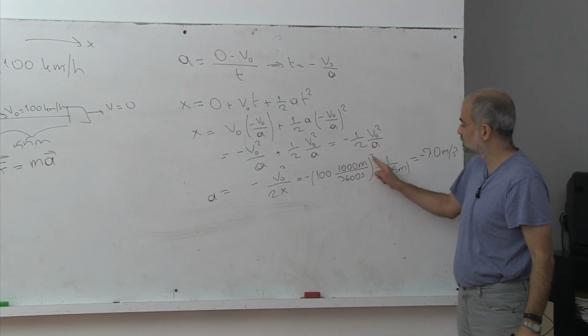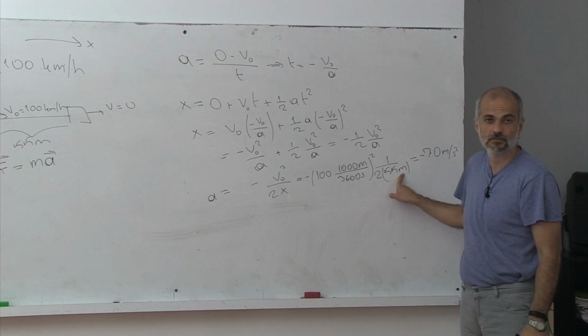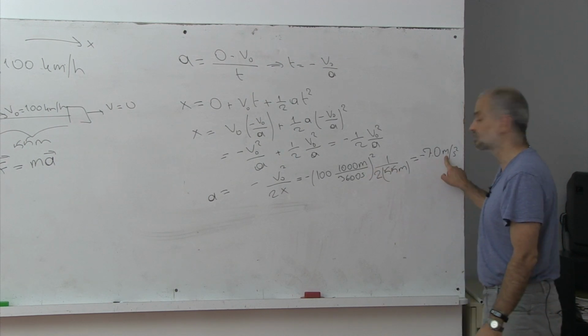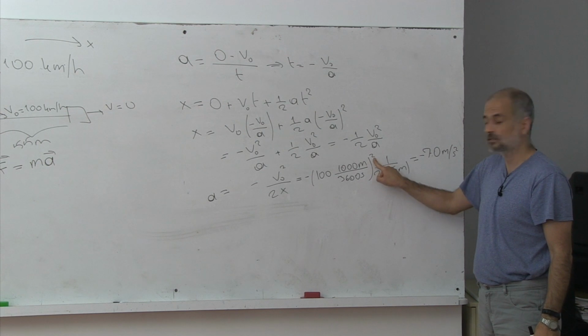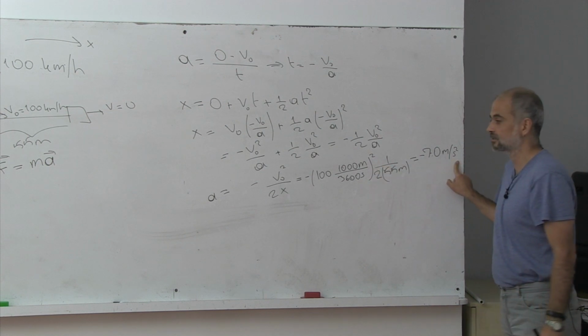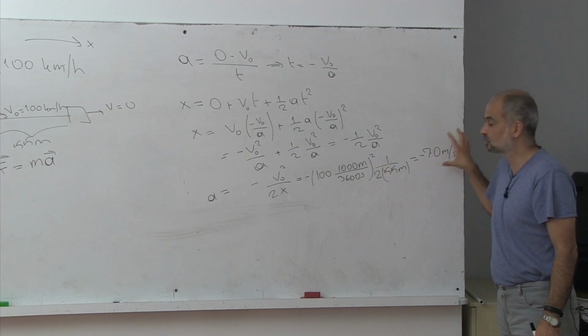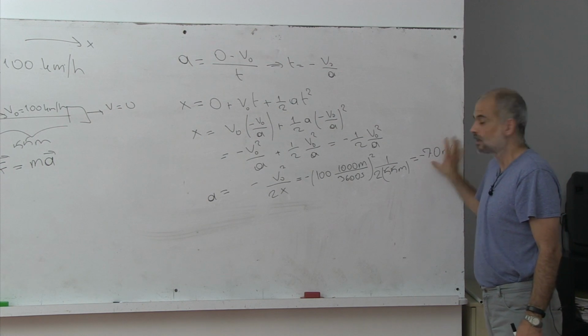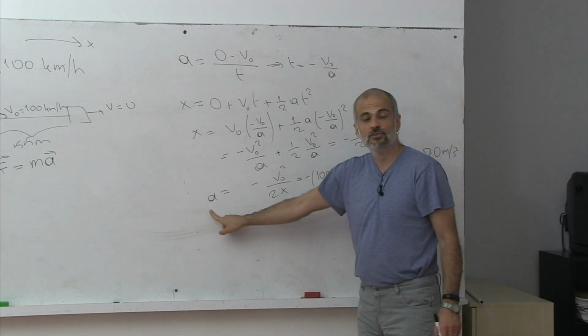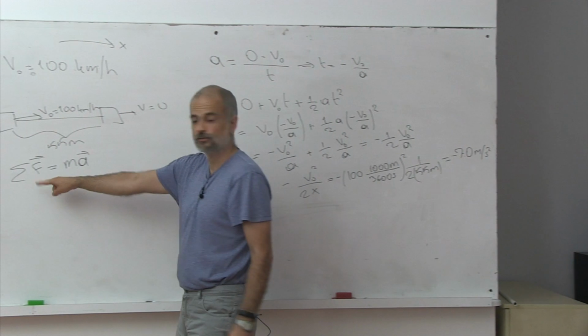You see here we have a meter squared. It will cancel with one of these meters. So there's a single meter left. And here we have a second squared, meters per second squared. The units are consistent. They are correct. Now we know the acceleration. Now we can determine the force.